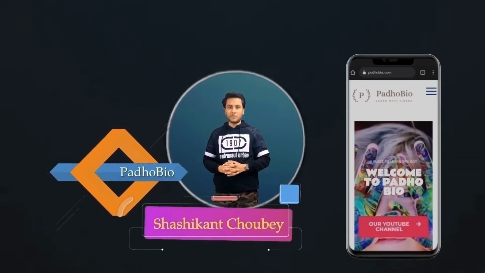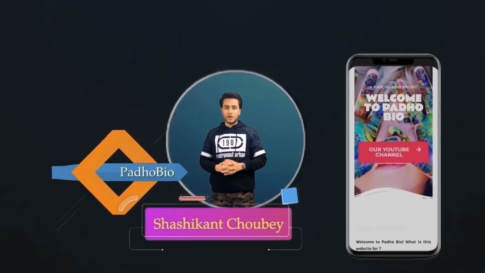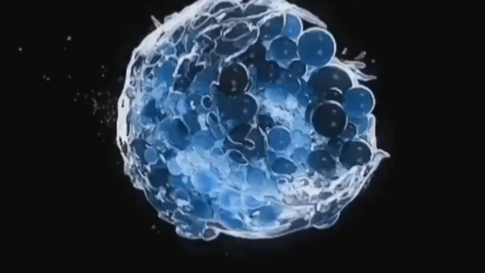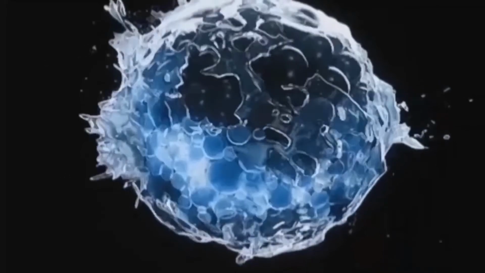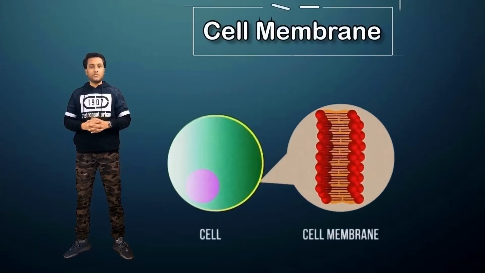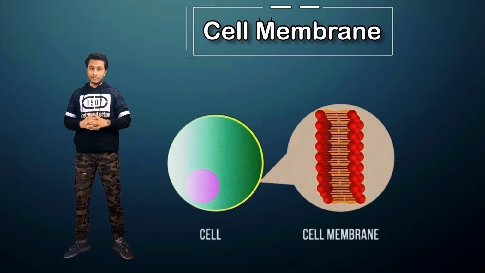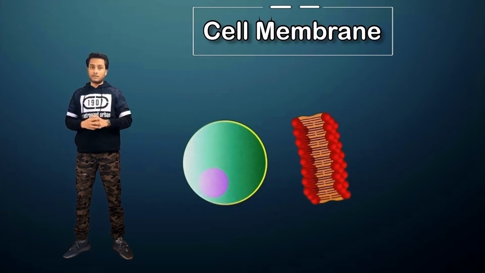My name is Shashikant Chaube and in this video we will discuss the cell membrane, also known as the plasma membrane. As of now we know very well that the cell membrane is very crucial for a cell because it maintains a boundary between the cytoplasm of the cell and the extracellular environment.